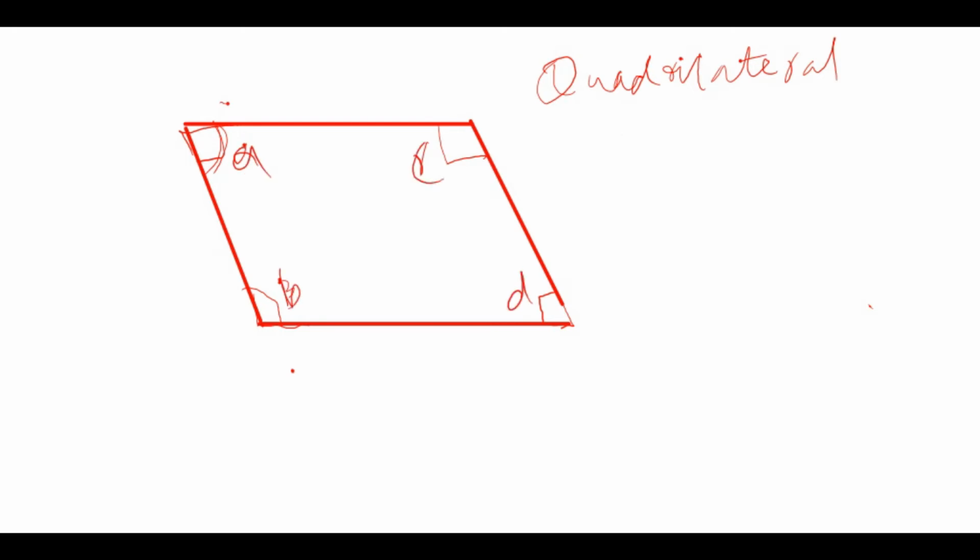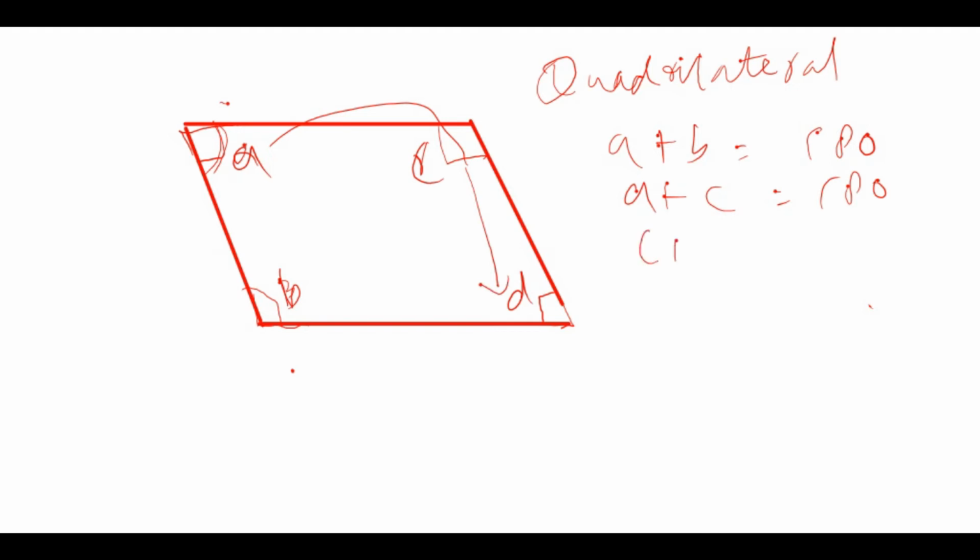Okay, the sum of A and B would always be 180. The sum of A and C would always be 180, and same as the sum of C and D would always be 180. Now the sum of all angles would always be 360. Why is that?